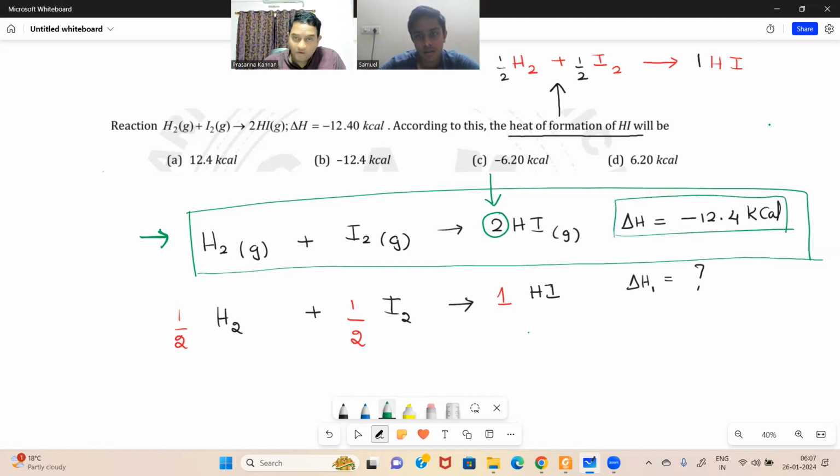Yes, sir. Keeping this in mind, what do we want? We want it for 1 mole. So what should I do? Divide that by 2 and you get minus 6.20 kilocalories. That's your answer. So isn't it simple? Yes, sir.